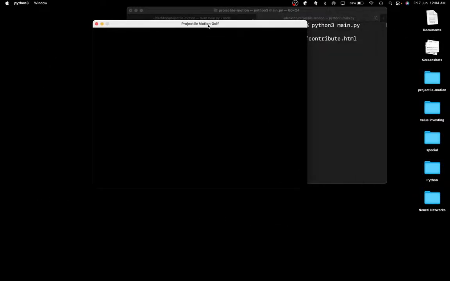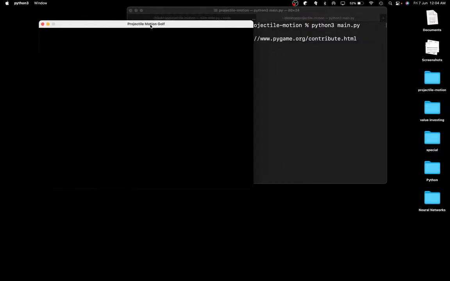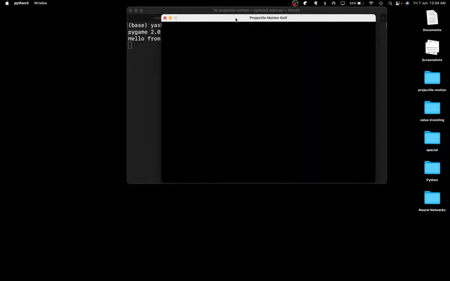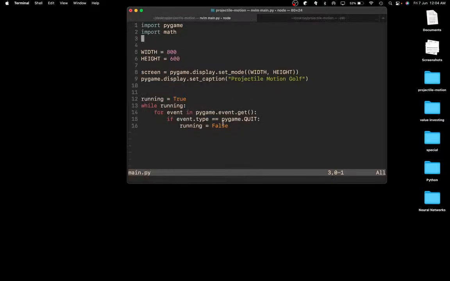Alright, so we have this projectile motion window. It's hard to see how big it really is because my entire wallpaper is black, but if I put it here, you can see it's actually a very small screen. For me, 800 by 600 is pretty tiny. So, alright.